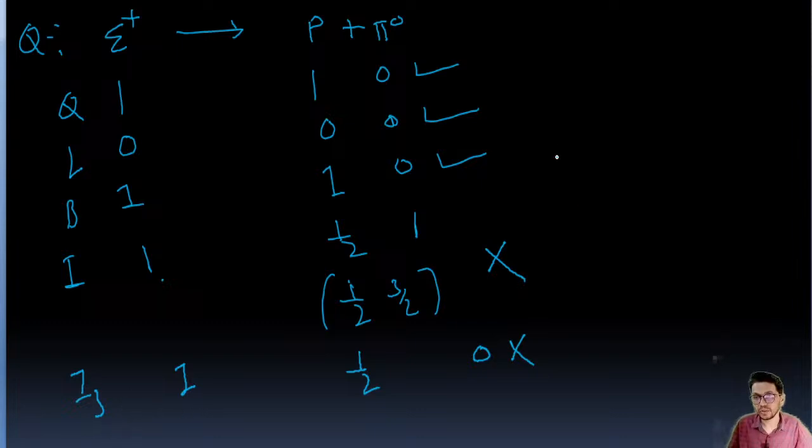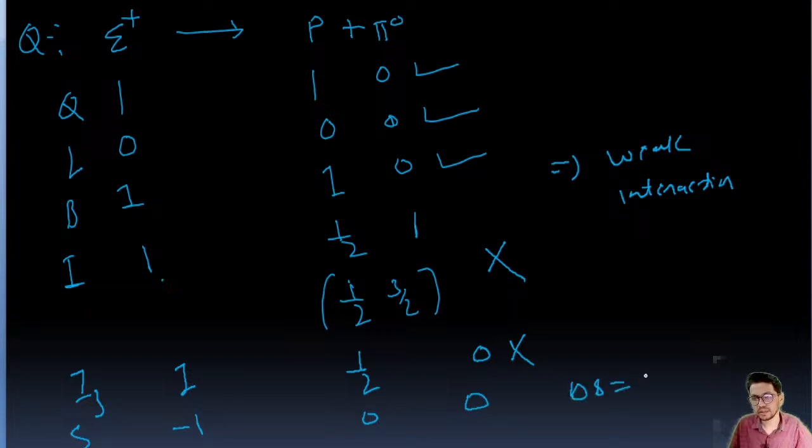Okay, so this is a weak interaction. Delta S we can find out, right? This is -1, and this is 0, and this is 0, right? So delta S is -1, right? So this is a weak interaction. This reaction is made by a weak interaction, guys.